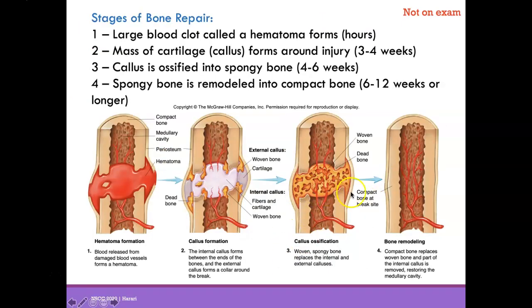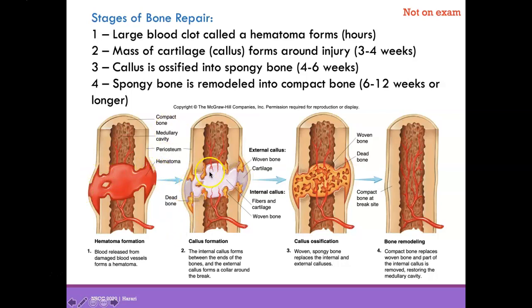These are the stages of bone repair. What first happens is a hematoma forms, so a large blood clot forms, and blood is released from the blood vessels that were damaged from the bone break, from the fracture. That basically causes everything to clot and prevents any external bleeding.